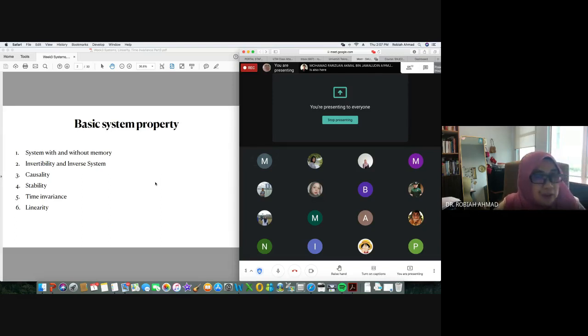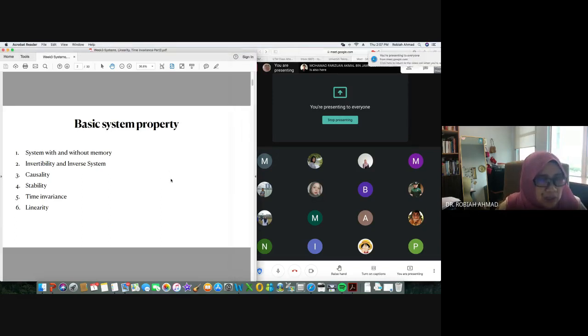So in this section, in the first half of the class, we're going to look at the basic system properties, which are systems with and without memory, invertibility and inverse system, causality, stability, and the last two, time invariance and linearity. And then we will go into the last two properties, which are very crucial, and we'll be using them throughout the course.